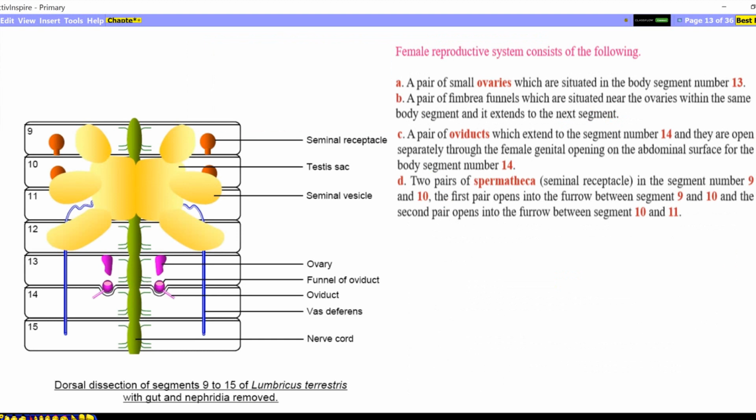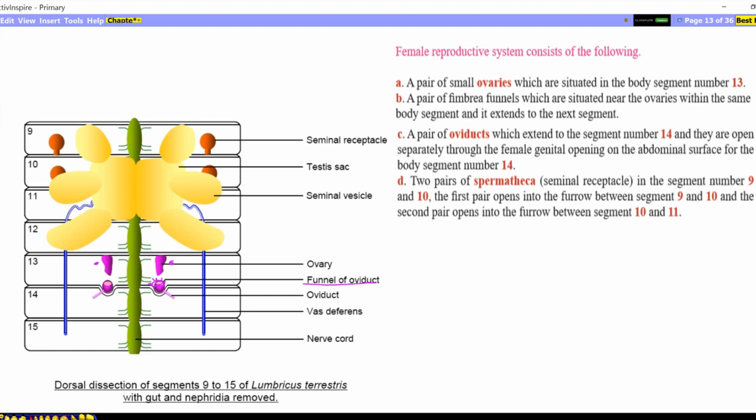Female reproductive system consists of the following parts: a pair of small ovaries, so one pair only, which are situated in the body segment number 13. A pair of fimbria funnels, which may have cilia, are situated near the ovaries within the same body segment and extend to the next segment. As we studied, the ovary and oviduct are connected to one another in planaria, but they are separated in earthworm. So eggs released from the ovary are received by the funnel of the oviduct.